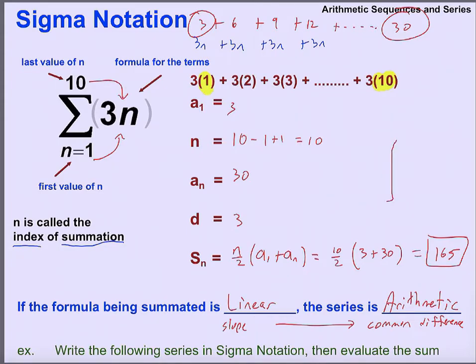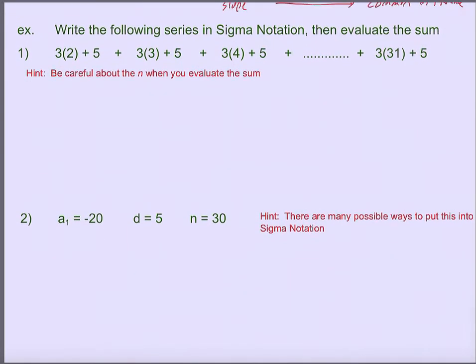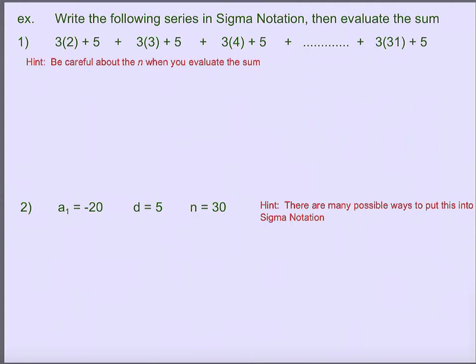The key here is that what's being added is this sigma notation. So that's what I want to focus on here. What we need to be able to do is kind of go backwards also. So here's a series. Let's see if we can figure out how to put it into sigma notation. First off, we want to figure out what formula we're adding over and over again. Well, it's 3 times something plus 5, and then 3 times the next thing plus 5, and 3 times the next thing plus 5. So what we're summing up here is 3n plus 5 over and over again.